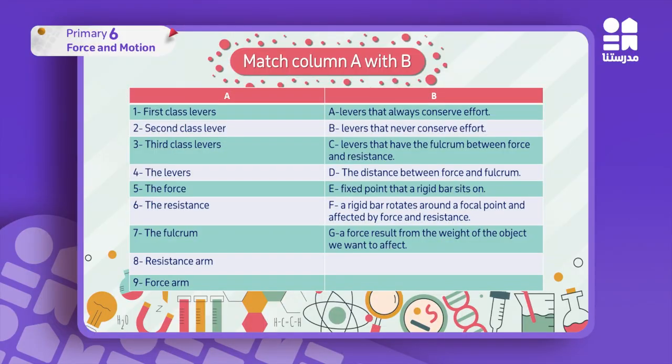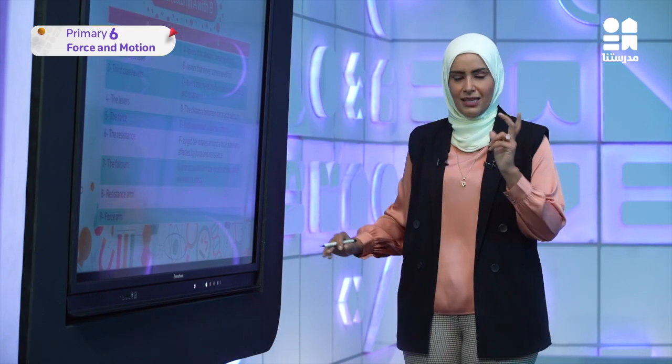Let's see first class lever. The first class lever نقرا الاول التشويسز اللي عندي كلها. Levers that always conserve effort, levers that never conserve effort, levers that have the fulcrum between force and resistance, the distance between force and fulcrum, fixed point that a rigid bar sits on, a rigid bar rotate around a focal point and affected by force and resistance, a force result from the weight of the object we want to affect. لما تقرا التشويسز عندك ابتديت تكون فكره.